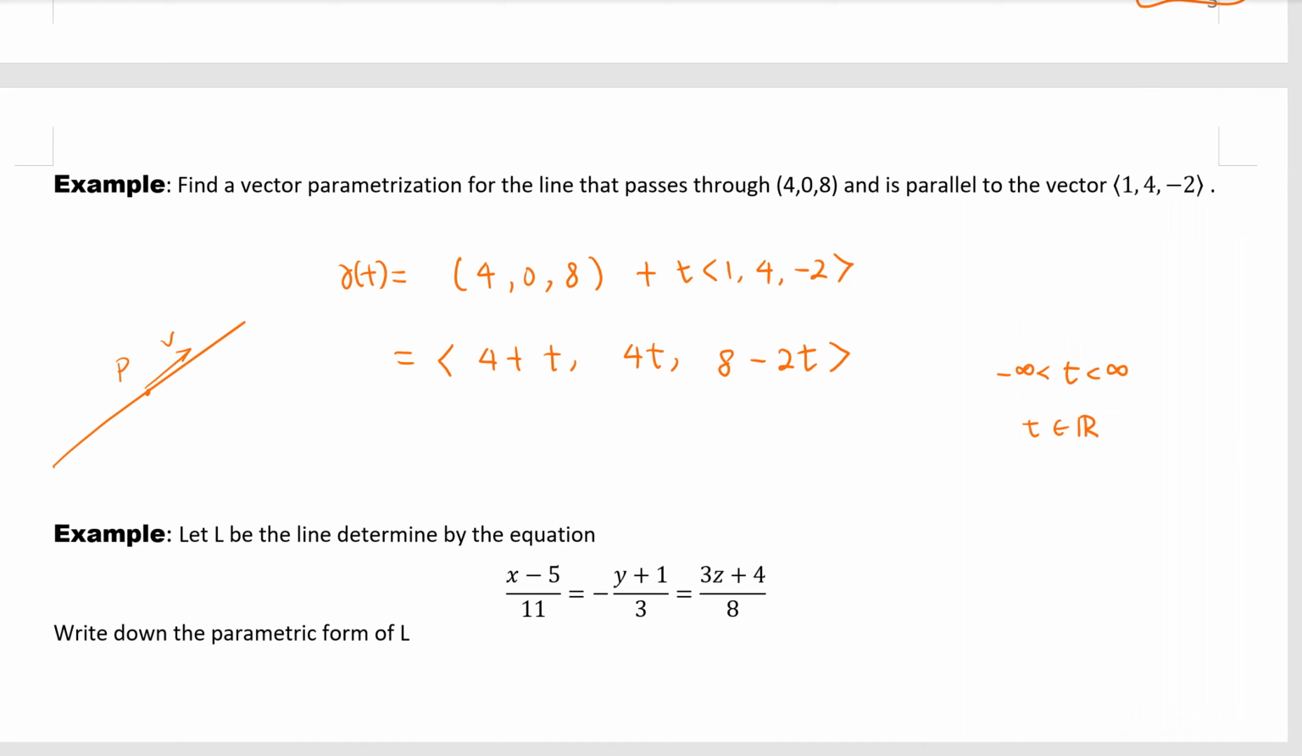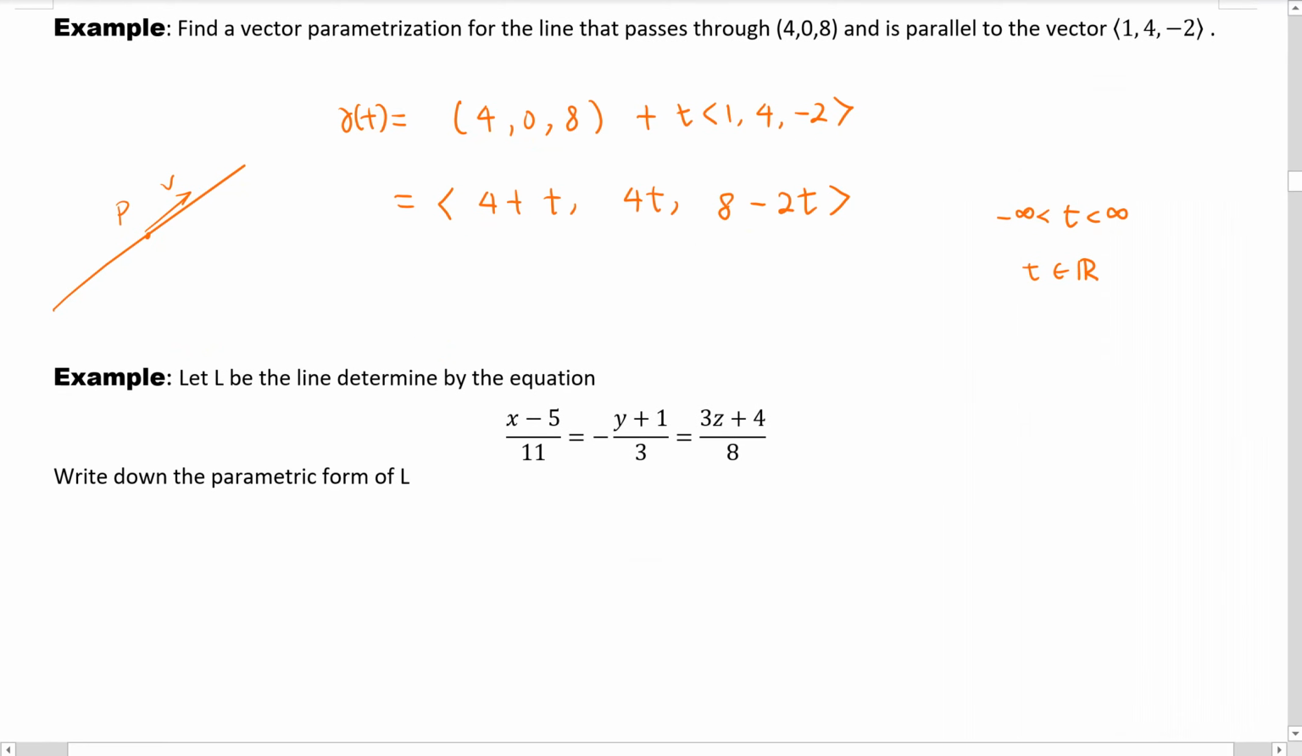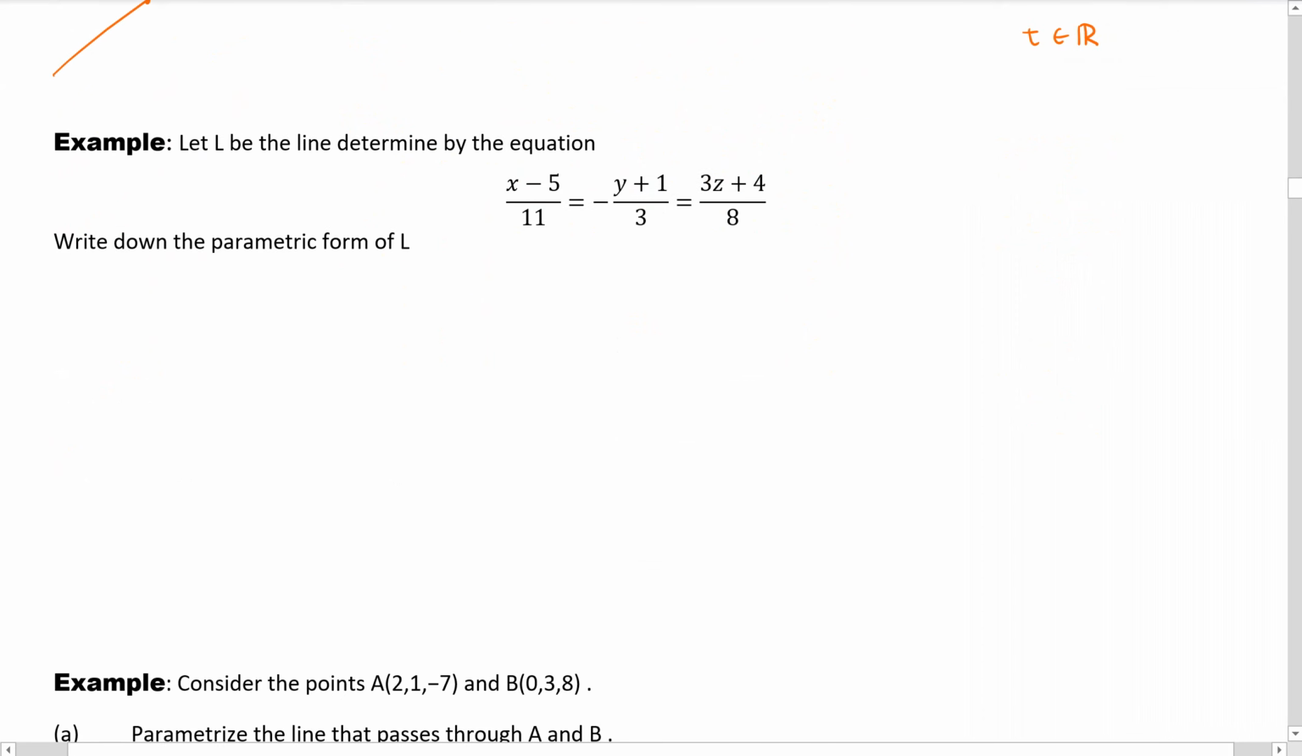Let's continue. Let L be the line determined by the equation. Write down the parametric form of the line. What you do is set it equal to t. Then for the first one, x minus 5, multiply both sides by 11, we get 11t. So x equals 5 plus 11t.